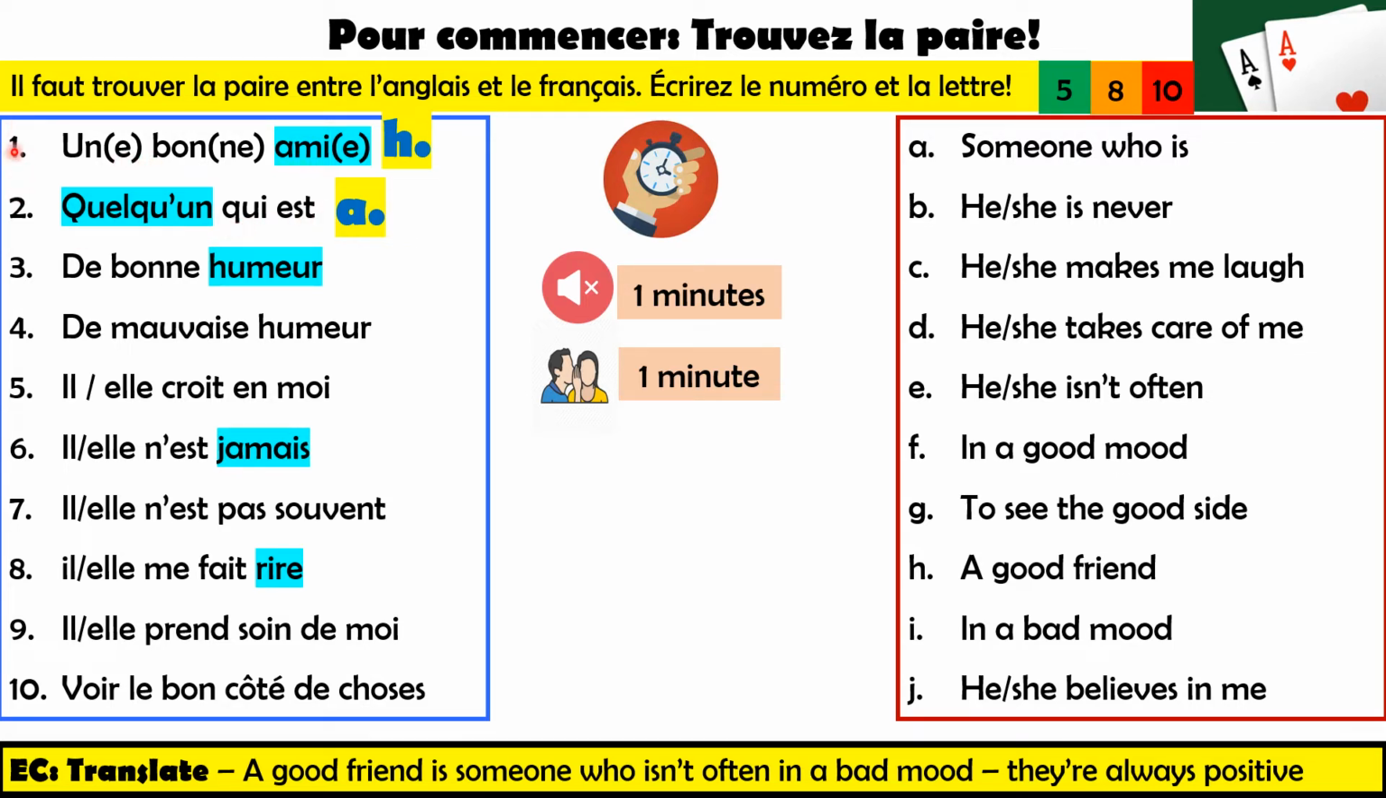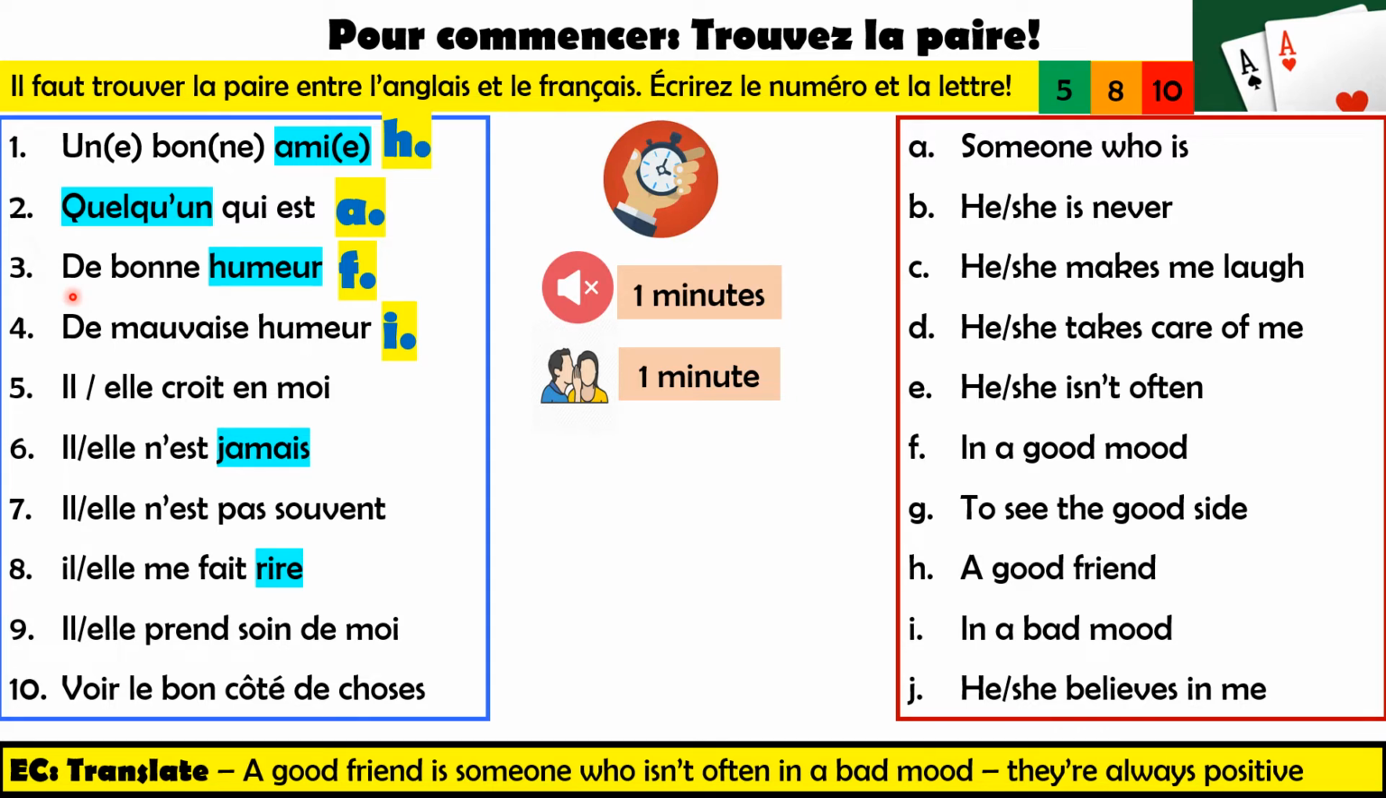So if I say to you in your speaking exam, what makes a good friend? And you say, oh, il est gentil. Rubbish. But if you said to me, alors, je dirais que un bon ami est quelqu'un qui est. Beautiful start. This is how to make a more advanced sentence. Alors, 3 et 4, ils sont les antonymes. De bonne humeur veut dire F in a good mood. De mauvaise humeur, ça veut dire I in a bad mood.